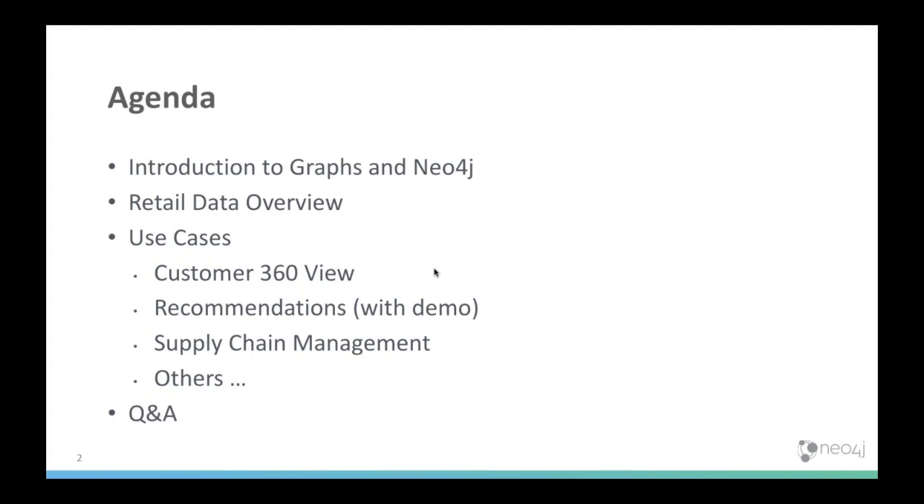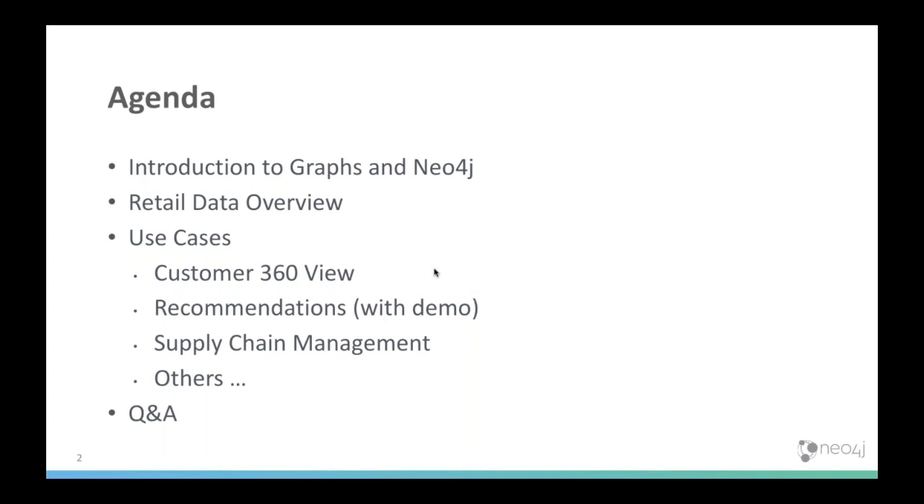Then we'll take a look at some typical data that a retail company might have across their organization. From there, we'll dive into a few specific use cases. So we'll start with Customer 360, which then feeds into recommendations. When we talk about recommendations, we'll do a live demo as well. So we'll see a recommendation system in action.